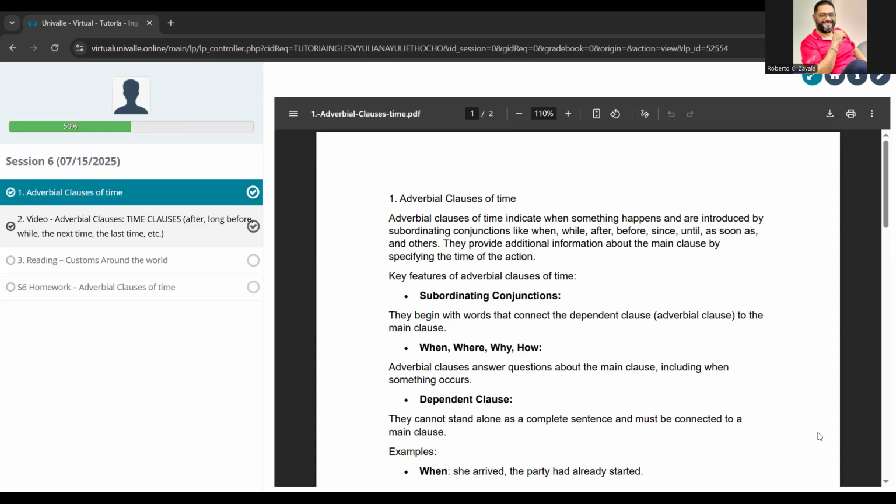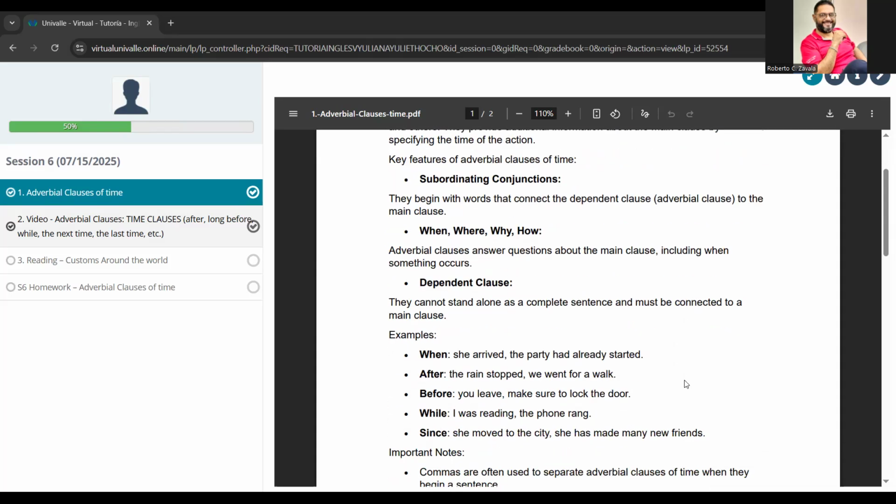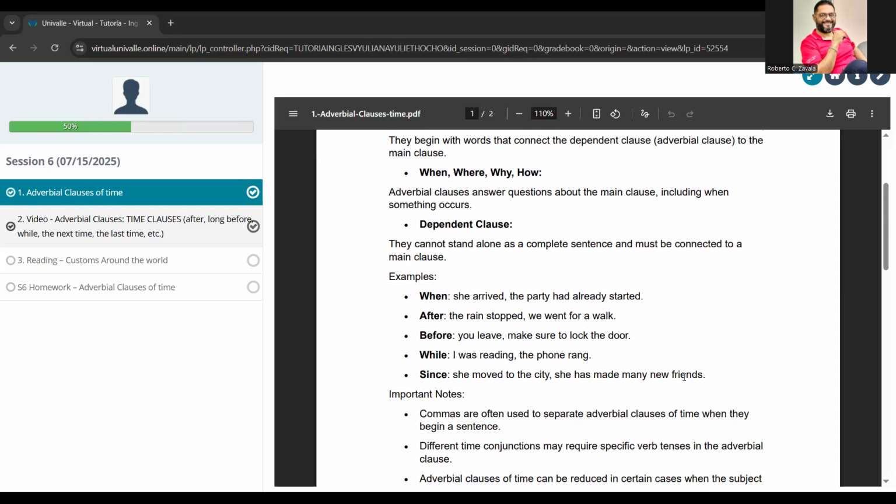The next one we have is time words: when, where, why, and how. Adverbial clauses answer questions about the main clause, including when something occurs, where something occurs, why something occurs, and how something occurs. Dependent clauses cannot stand alone as a complete sentence and must be connected to a main clause. Like I mentioned earlier, dependent clauses depend on independent clauses.